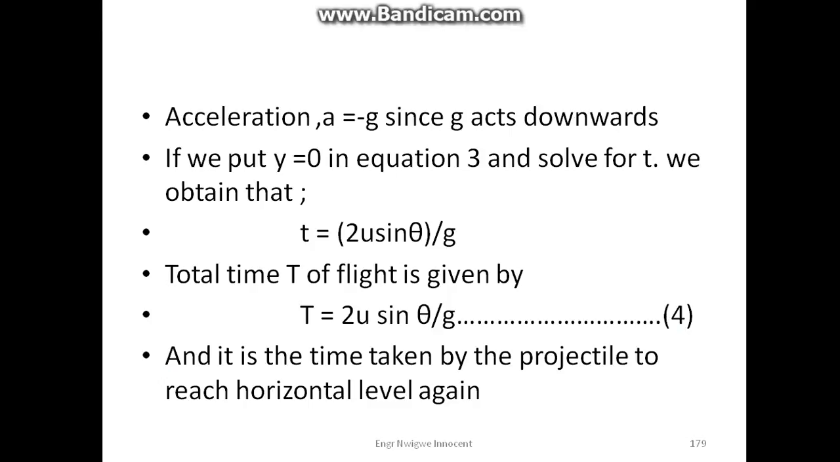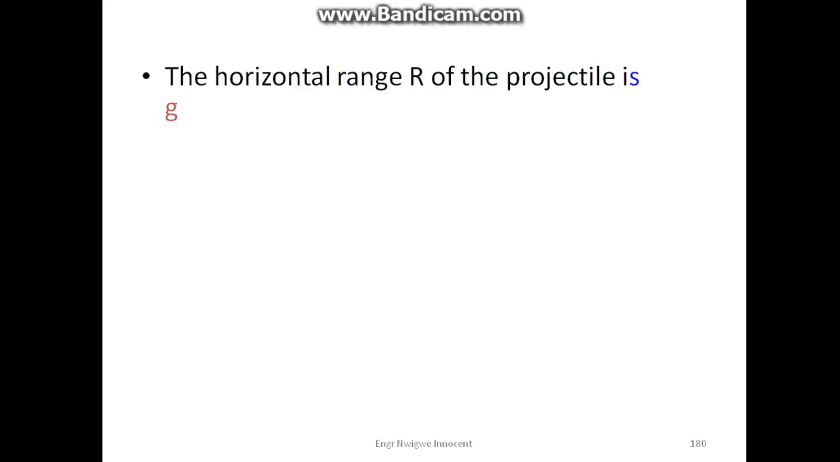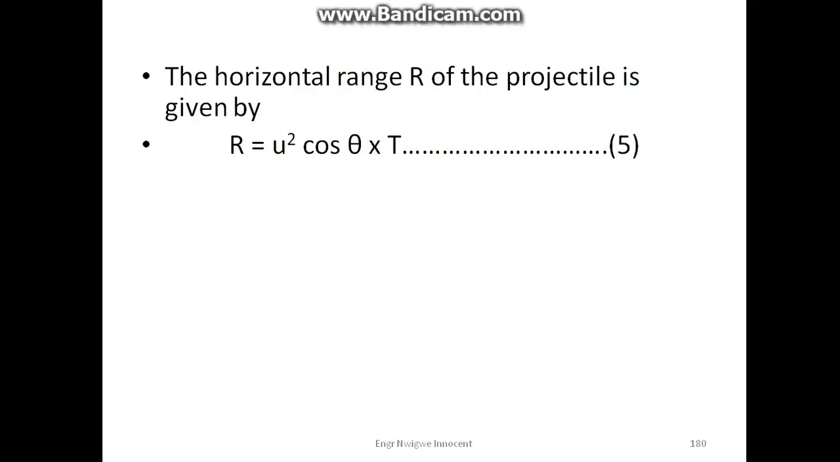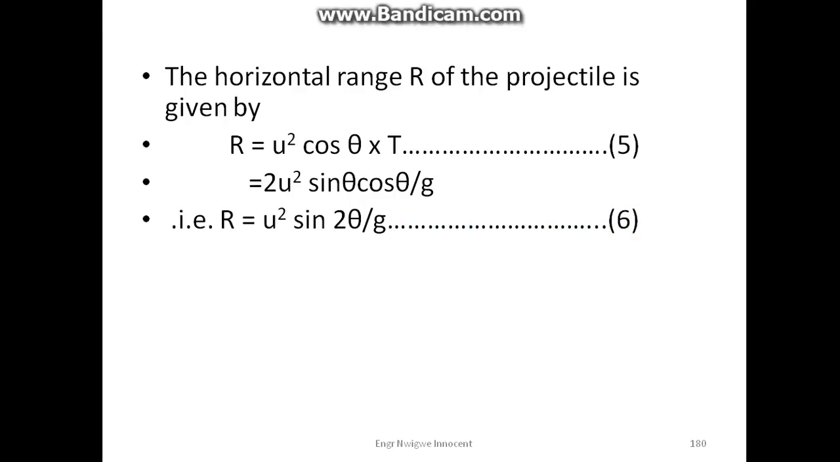Again, the horizontal range R of the projectile is given by R equals u cos theta times T. This is our equation 5, which is still equal to 2u squared sin theta cos theta over g. That is, range capital R is equal to u squared sin 2 theta all over g, equation 6.